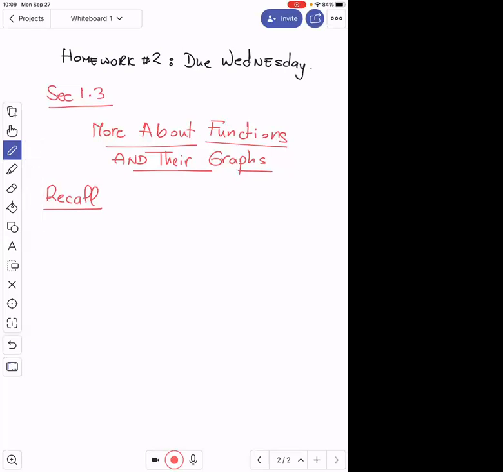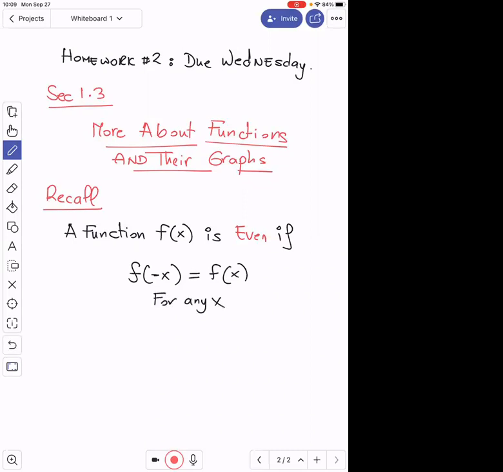So Wednesday, last week we said, a function f of x is called even if, so this is the definition of even functions, if f of minus x is equal to f of x for any x. So any function which satisfies this property is called an even function.